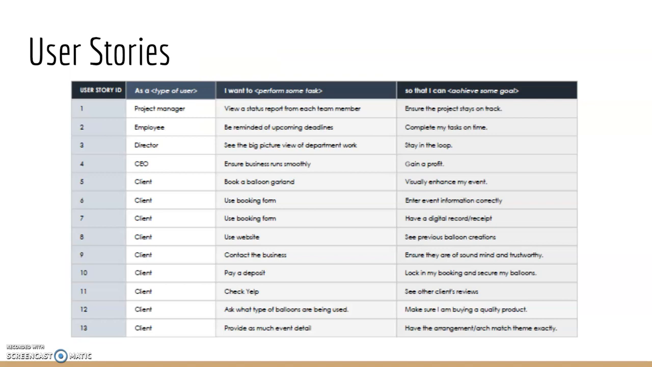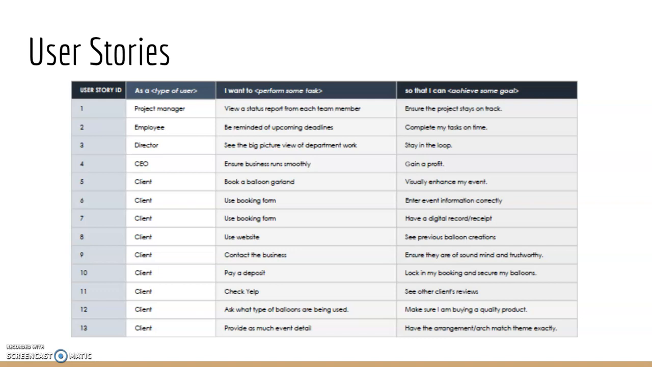Okay, so user stories. How these work is you have a user ID, that way you can identify them, and then as a what kind of user, type of user, I want to perform some task so that they can have a goal, an end goal. So the first three were examples, and then I went into number 4 as a CEO. I want to ensure the business runs smoothly so that I can gain a profit.